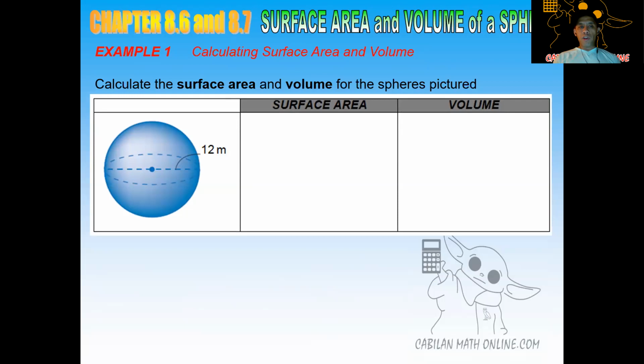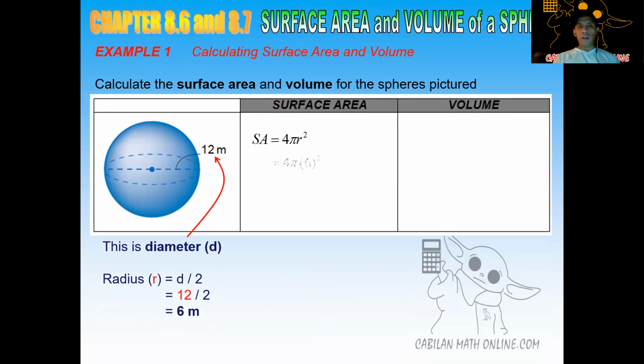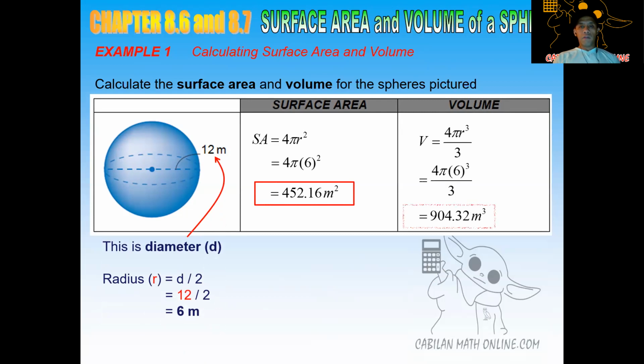As I said before, when you are given a diameter, the only thing you have to do is take the diameter, which in this case is 12, and divide it by 2. In this case the radius is 6. Put the numbers in, and that gives me 452.16 square meters. For the volume, same thing. We put the 6 in for the r, cube it, and that gives you 904.32 cubic meters.